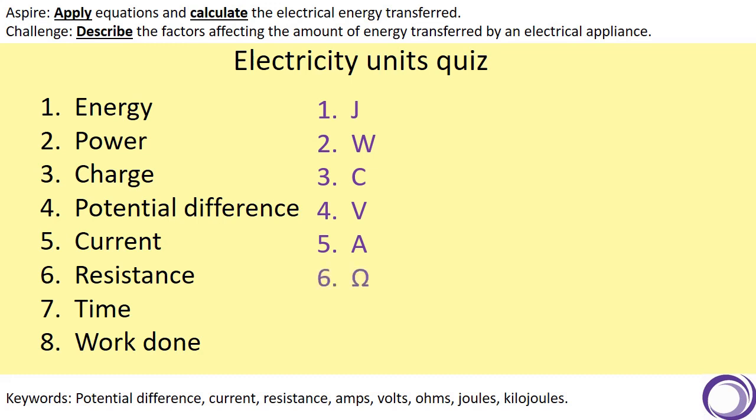6, resistance is in ohms. That's got that weird horseshoe symbol. It's the Greek letter omega. Time is seconds. That's not a capital letter, it's a small s. Work done. I bet some of you are confused thinking, I don't know what that is. It's exactly the same as energy. It's a different way of thinking about energy transfer. So number 8 is joules as well. If you've got any more than 5 on that, well done. That's a great effort.